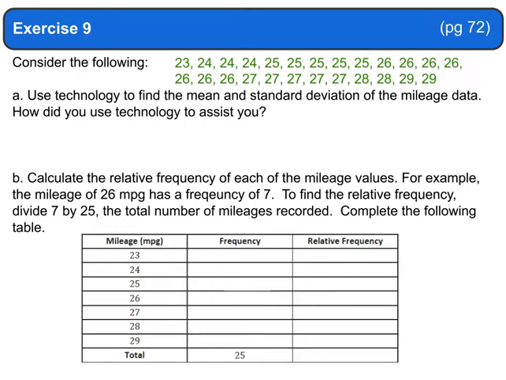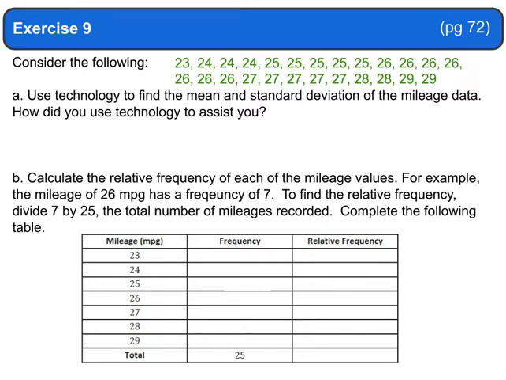But what they're going to ask us to do is to use technology to find the mean and the standard deviation of the mileage of the data. Now remember, if you don't have technology, the mean is you just add up all the numbers, divide by how many you have. The standard deviation, if you need to go back and review that, there was a slide at the very beginning of lesson 8, the previous videos up in there. You can go back and look at that, and then you can calculate the standard deviation by hand.